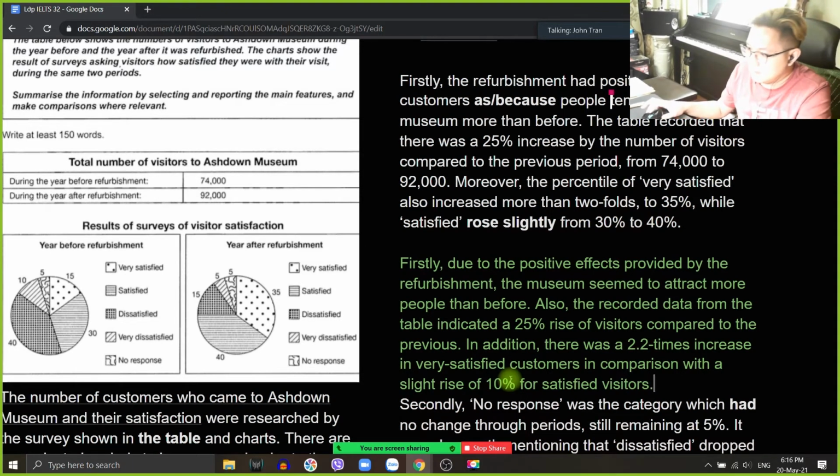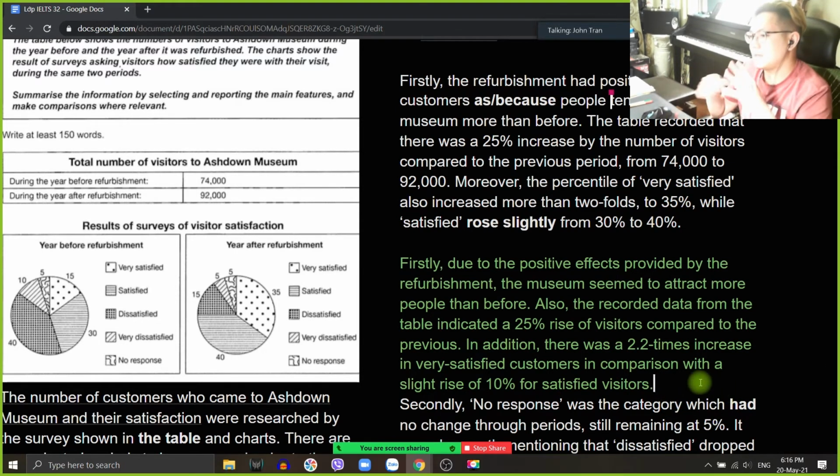Okay. Thêm vào đó đã có một cái sự gia tăng 2 lần 2 ở những khách hàng rất mãn nguyện. Nếu mà so sánh với một cái sự tăng nhẹ 10%. Tại vì 30-40% là tăng 10%. Because 30% to 40% is like a slight rise of 10%, you know. Để với một sự tăng nhẹ 10% cho những khách hàng mãn nguyện.